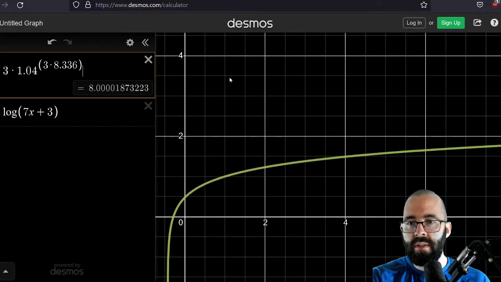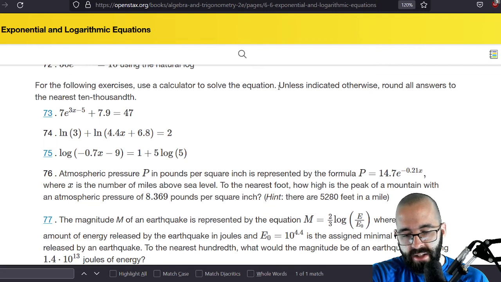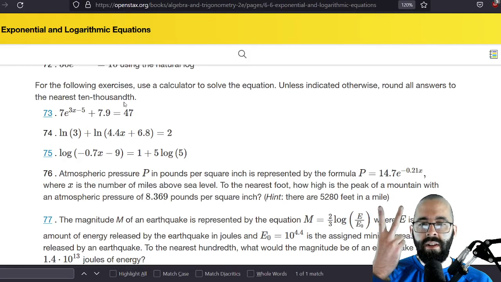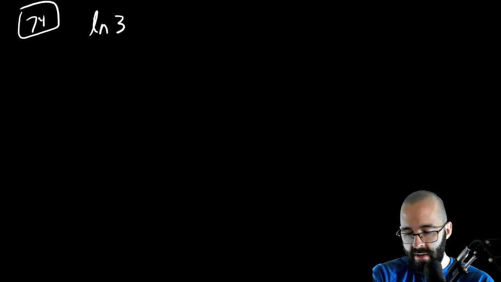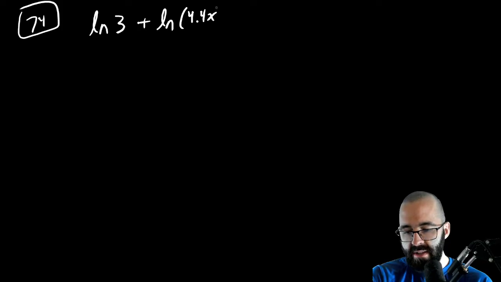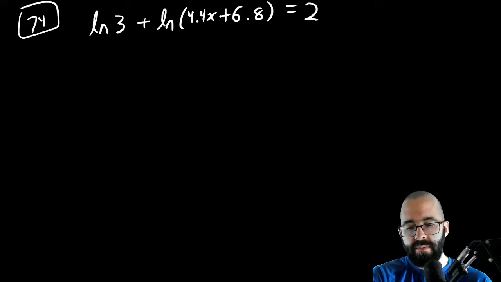One last example. 74. Use a calculator to solve the equation. Round to the nearest 10,000th. Tenth is 1 decimal. 100th, 1,000th, 4 decimal places. Natural log of 3 plus the natural log of 4.4x plus 6.8 equals 2.